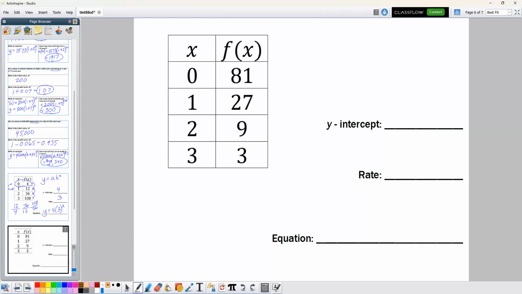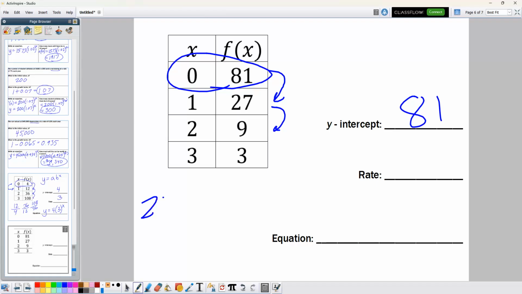Next, y-intercept. Well, it's where x equals 0. It's your initial value. That's 81. Your rate is what you're multiplying by each time. And once again, if I don't know what we're multiplying by, I can start with 27 and divide by 81. Now, this is going to be a little weird because when I punch that in my calculator, it tells me 1/3.